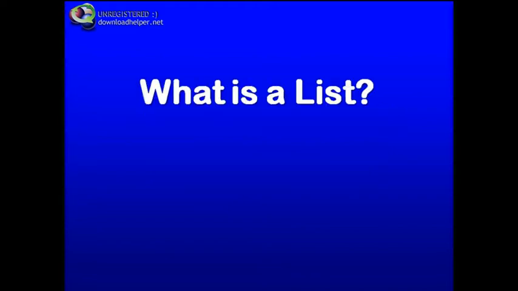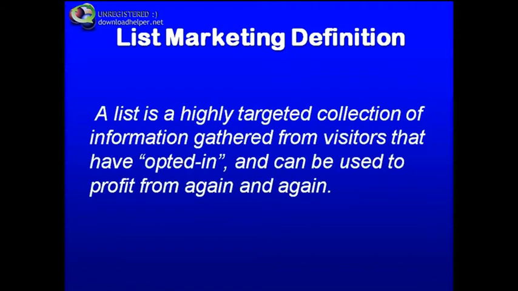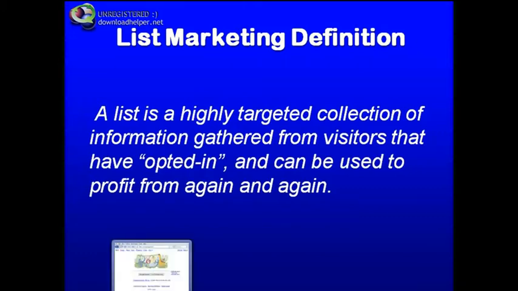So what is a list anyway? A list is a highly targeted collection of information gathered from visitors that have opted in and can be used to profit from again and again. Let me go ahead and show you. I think the easiest way to understand this is by me showing you an example of this in action.